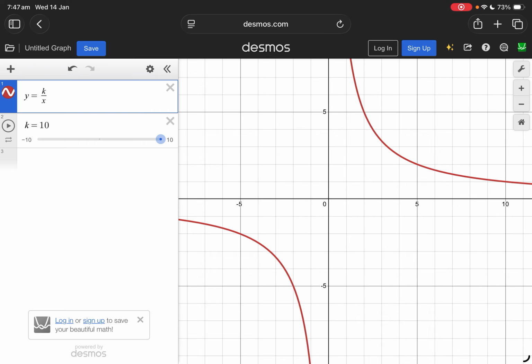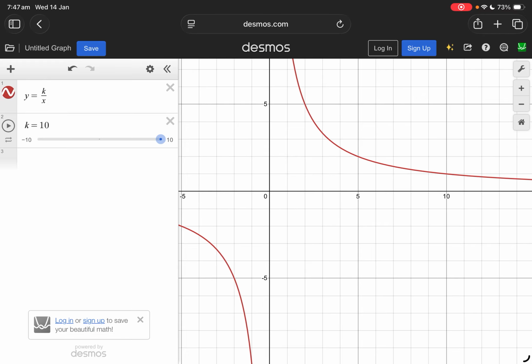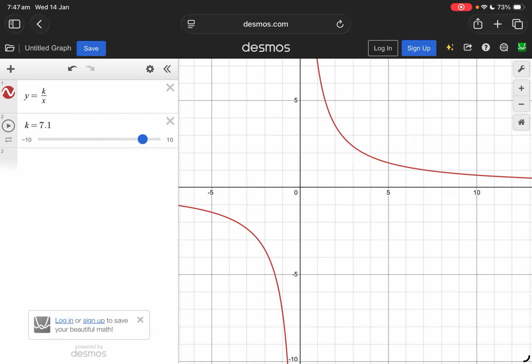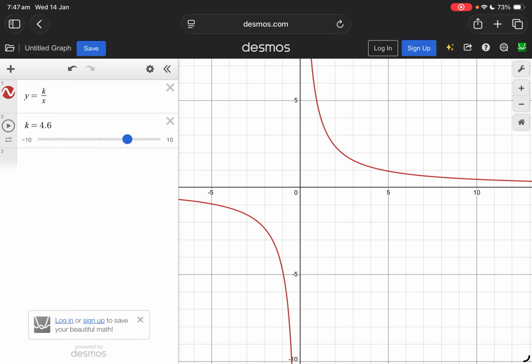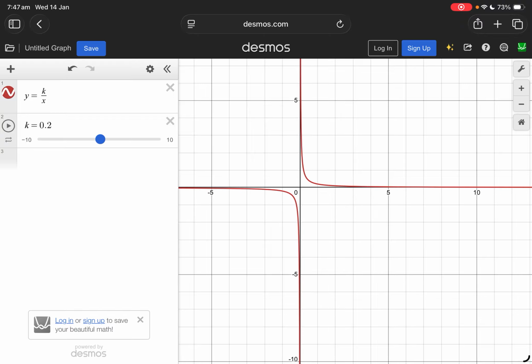So we're still getting the asymptote. As x gets bigger, y will eventually get smaller and approach the x-axis. But stretching it out by making this k value bigger, it just takes longer to get to the asymptote. That's why our branches move further away from the origin. And as k gets smaller, they get closer and closer to the origin. As we get to these really small numbers, we get really, really close.